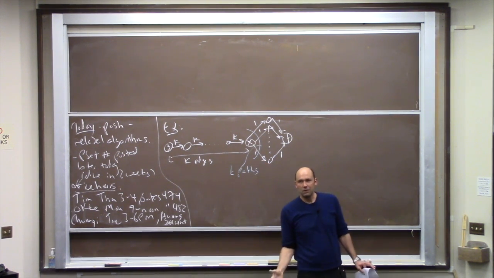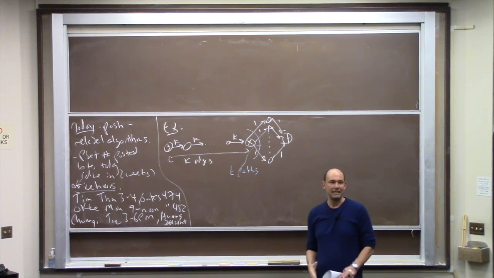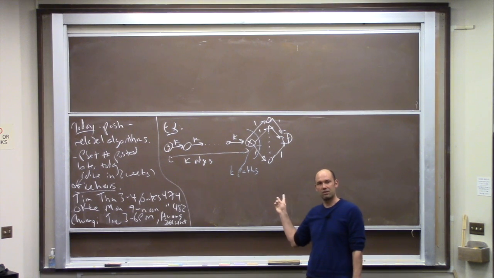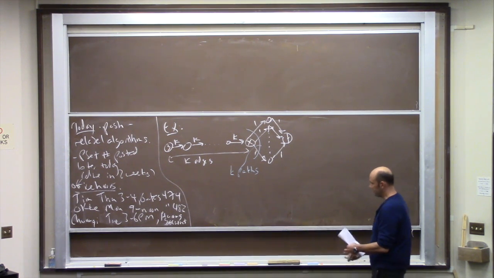So the question is, is there any way to implement this idea systematically so that it always works no matter what the graph is, whether it looks like this graph or whether it looks like something totally different?